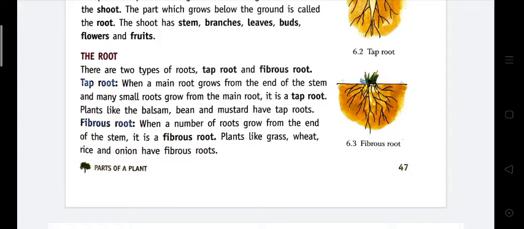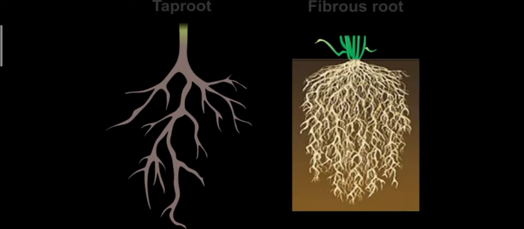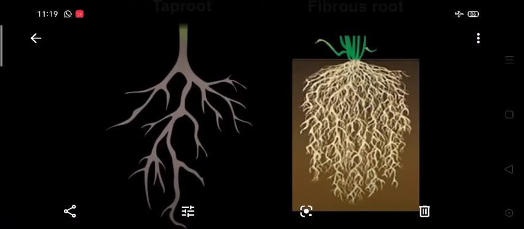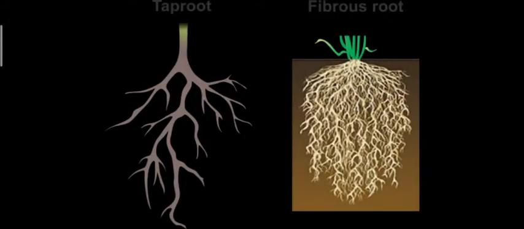Root. There are two types of root, taproot and fibrous root. Taproot. When a main root grows from the end of the stem and many small roots grow from the main root, it is a taproot. Here you can see that is taproot. We call it taproot. In a taproot, a main root grows from the end of the stem and many small roots grow from the main root.